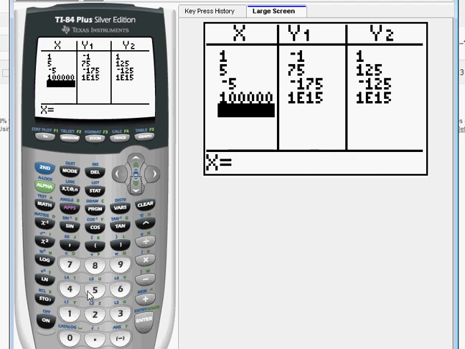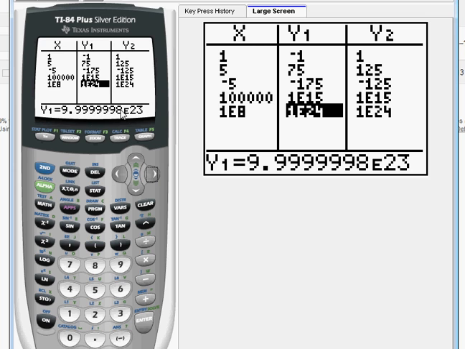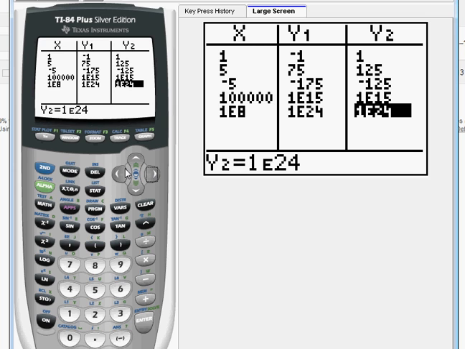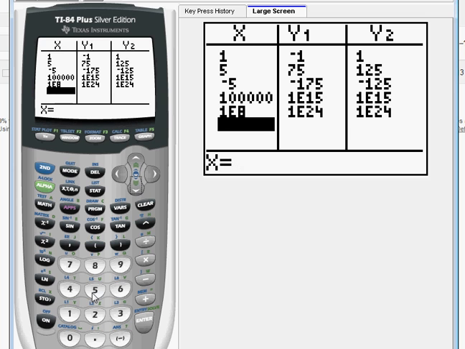So therefore, if we go out to 10 to the 8th, if I cube it, I get something almost exact. See, this is 10 to the 24th, and this is 9.9999 times 10 to the 23rd, so it's almost exactly the same. So let's go out to 10 to the 10th.